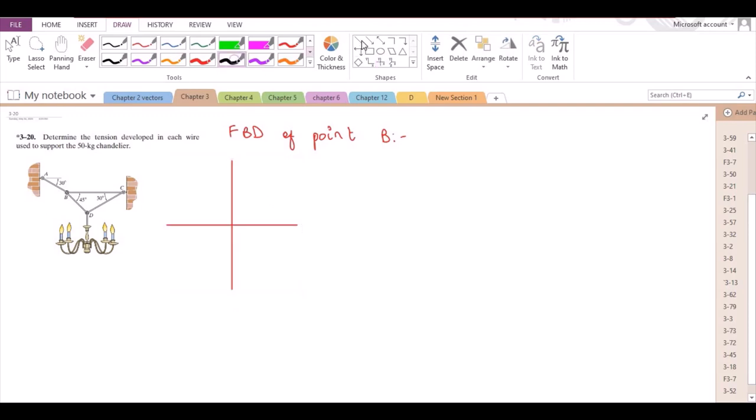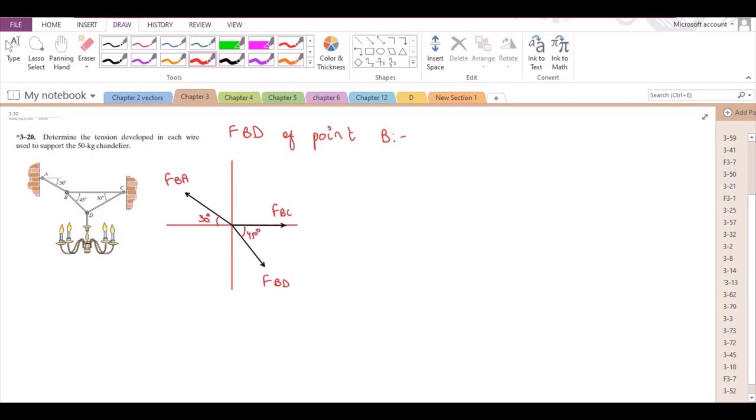So at point B, I have one horizontal force, one force at an angle of 30 degrees from the horizontal, and another force that is at an angle of 45 degrees from the horizontal. Let's label them. This right here is FBC. This right here is FBA, at an angle of 30 degrees from the horizontal. This right here is at an angle of 45 degrees from the horizontal, and let's call this FBD.